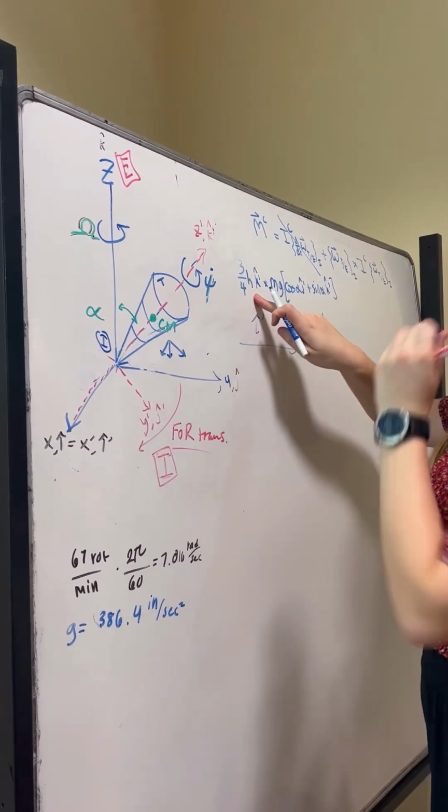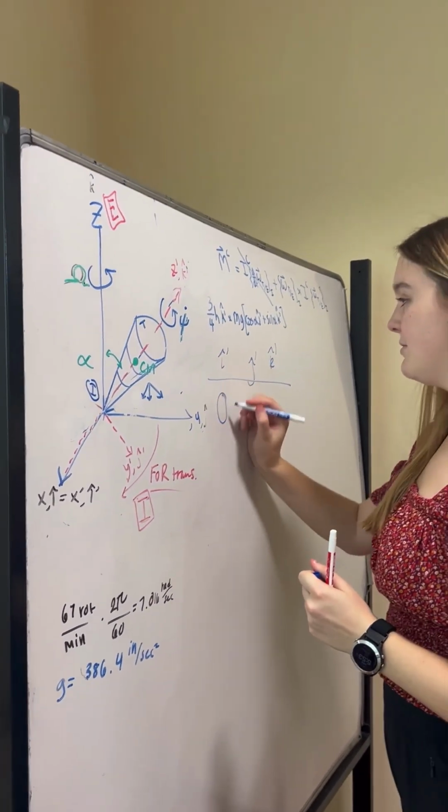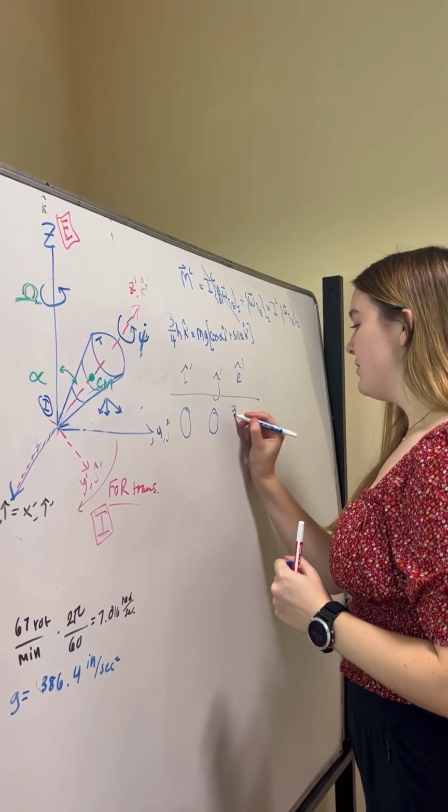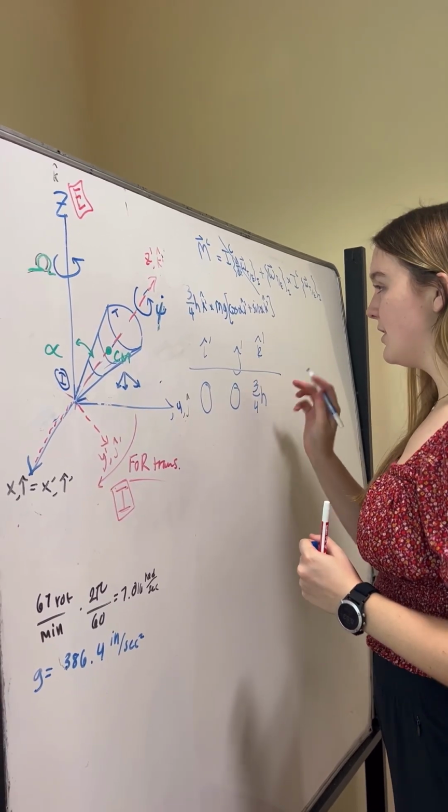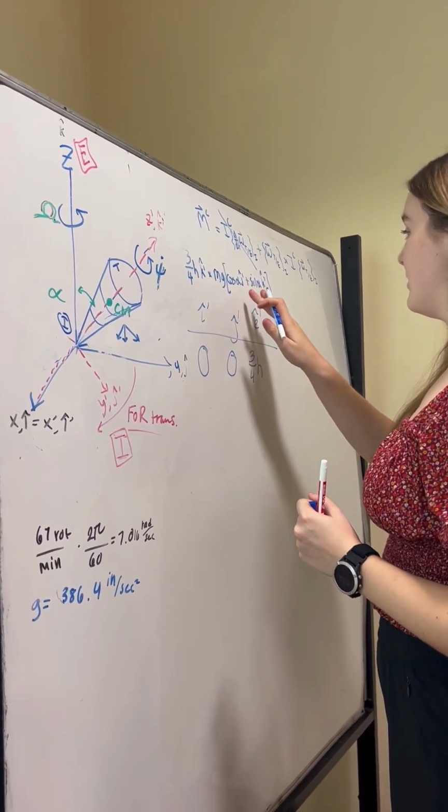So this first one is in the k hat direction, so we're going to put a 0 in the I and j, and then 3/4 h in the k hat.